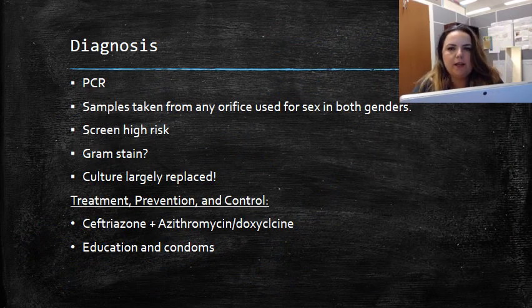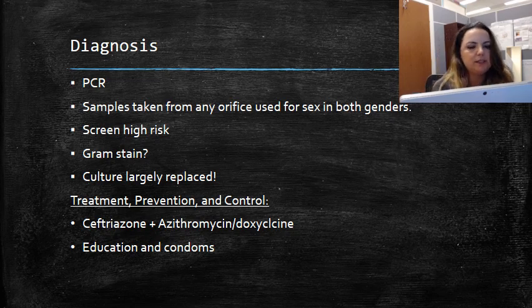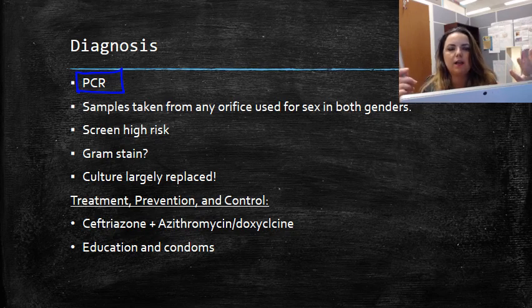All right, how are we going to diagnose it? This is actually a little bit tricky, right? Because a lot of people are asymptomatic. At Rush, this is exclusively done by PCR. And who are you going to test? Because we can't test everybody that walks through the door just because a lot of people are asymptomatic. So it's made based on a history of unprotected sex. And then if you have a history of unprotected sex, you're going to use swabs for any orifice of the body that was used for sex in both genders. I'm not going to list them, but I'm sure you can figure that out.